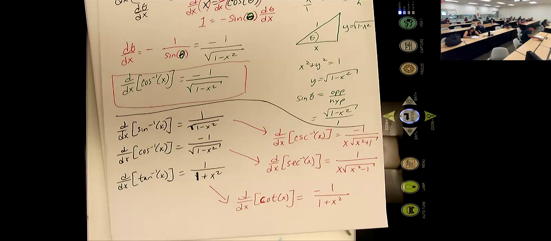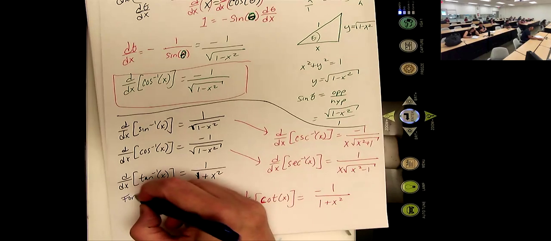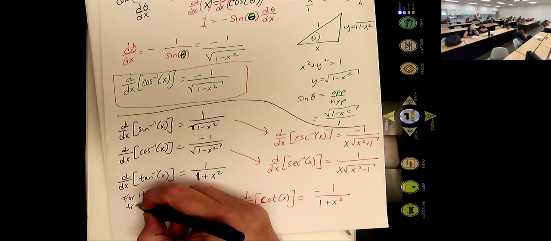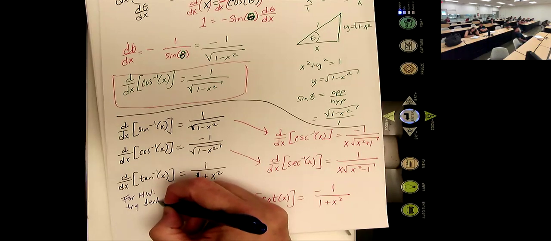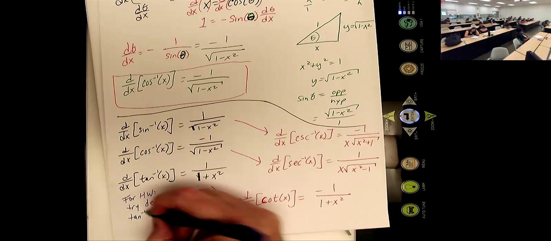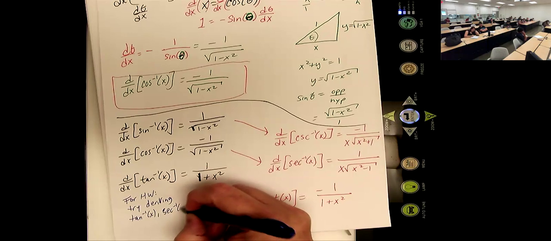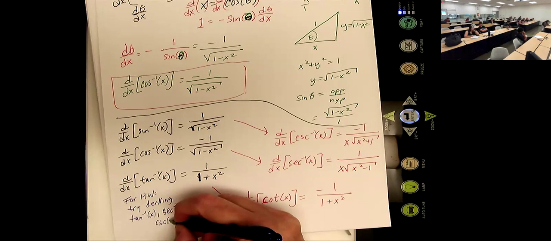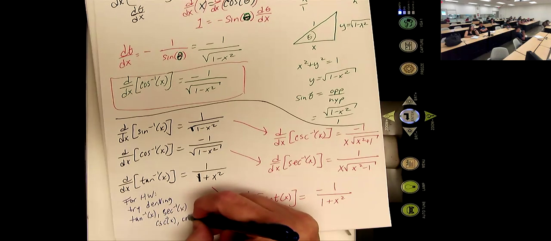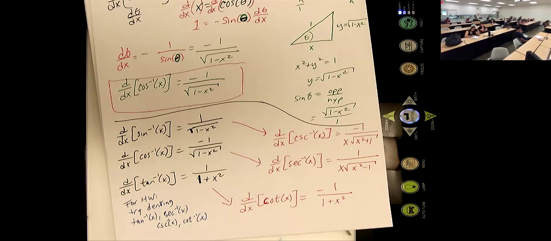In fact, if you're really wanting to make sure you have a good understanding of these, for homework, try deriving tangent inverse, and then the three reciprocal ones: secant inverse, cosecant inverse, and cotangent inverse. You don't have to do it, but it'll help. You'll get a better feel for it, like doing it with the base ones, before you start having other things in them makes it a little bit easier.